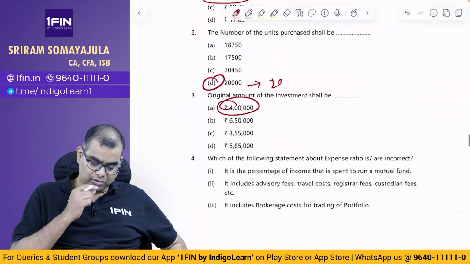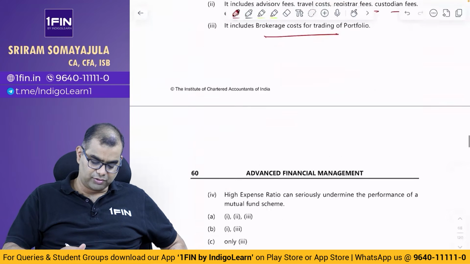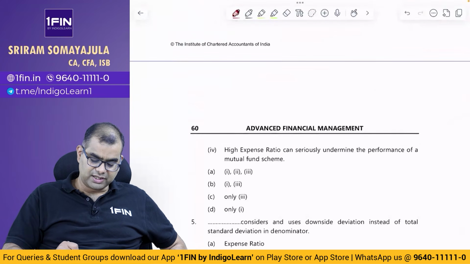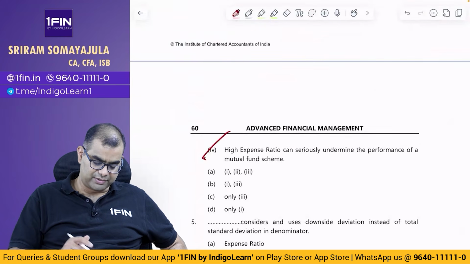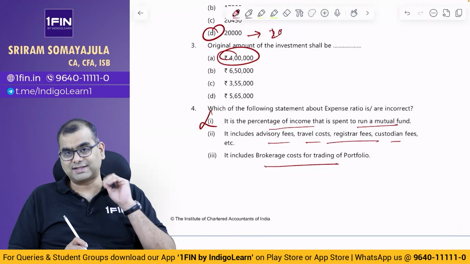Which of the following statements about expense ratio is or are correct? It is a percent of income that is spent to run a mutual fund. It includes advisory fee, travel cost, registrar fee, custodian fee. It includes brokerage cost for trading of the portfolio. High expense ratio can seriously undermine the performance. See, this last one is 100% right, boss. Percentage of income that is spent to run a mutual fund? No, definitely not. It is percentage of assets.